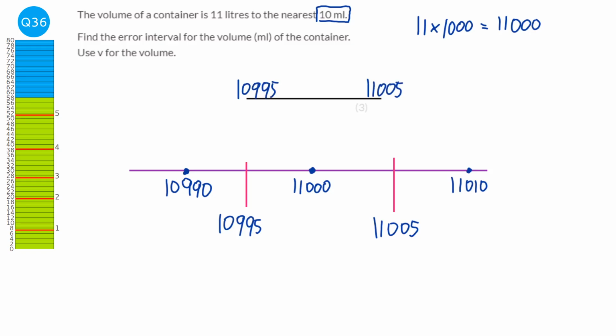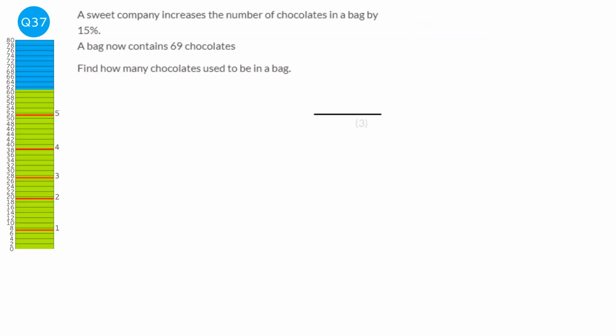And we just need to say that V can be anything above 10,995 and including that, and it can be anything below 11,005, but it can't include that, because if it was 11,005, it would have rounded up to 11,010. So what's happened here is that the company's increased the amount of sweets by 15%.